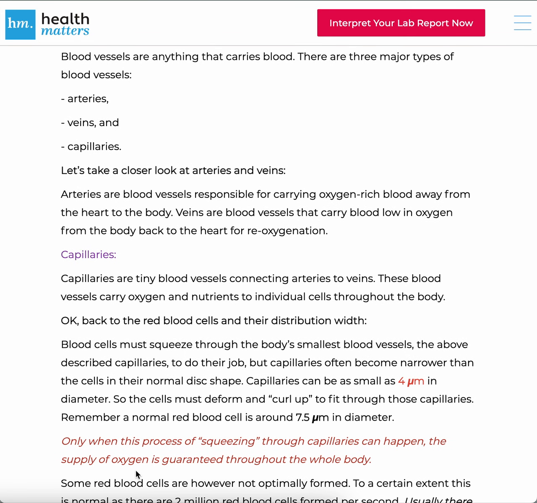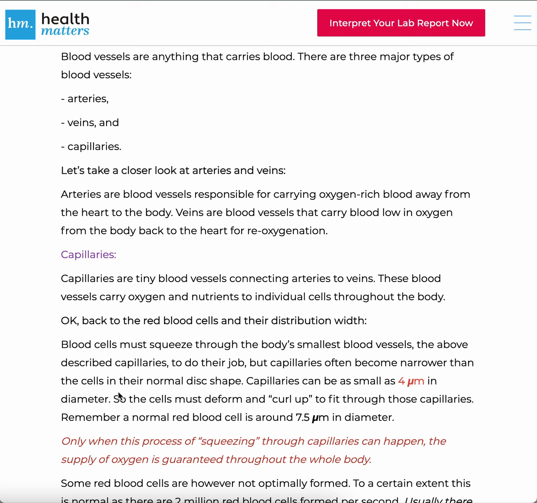Blood cells must squeeze through the body's smallest blood vessels, the above described capillaries, to do their job. But capillaries often become narrower than the cells in their normal disc shape. Capillaries can be as small as 4 micrometer in diameter. So the cells must deform and curl up to fit through these capillaries.